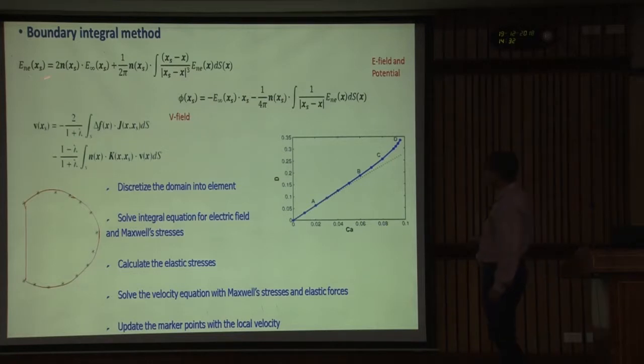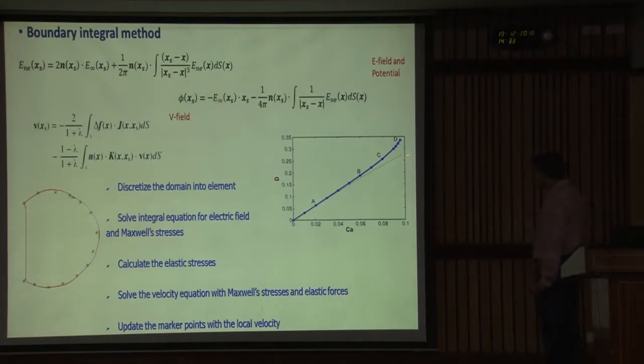You solve for the electric field using the integral equation for the potential, so that you can get the tangential fields. In this case, the tangential fields are 0, and then you solve for the velocity fields. You start with an initial configuration of a capsule, divide it into nodes, move the nodes, get the new configuration, and so on. So if you do that and plot the deformation versus capillary number, you get a fairly good agreement between the analytical theory and the boundary integral calculations, and then you see some small deviations in this.